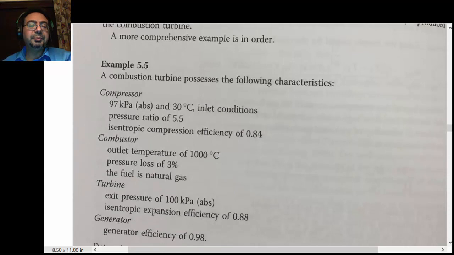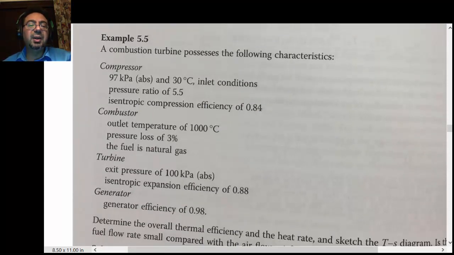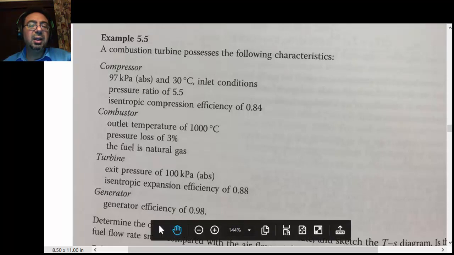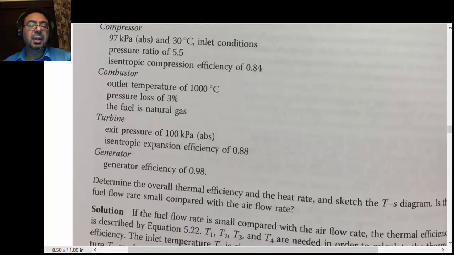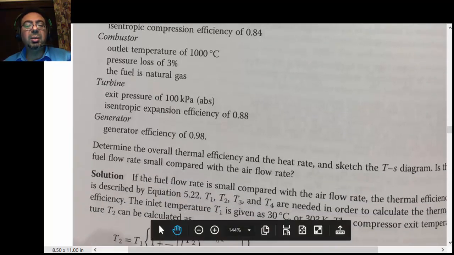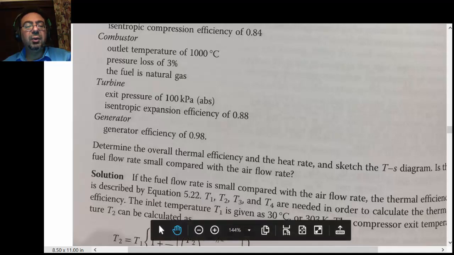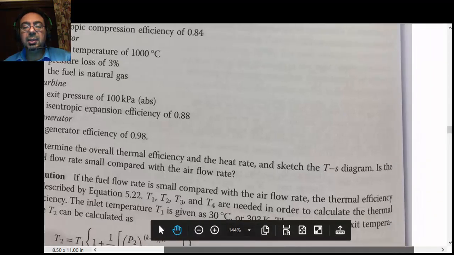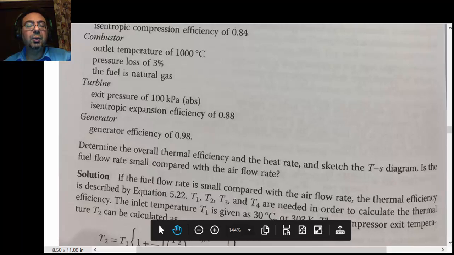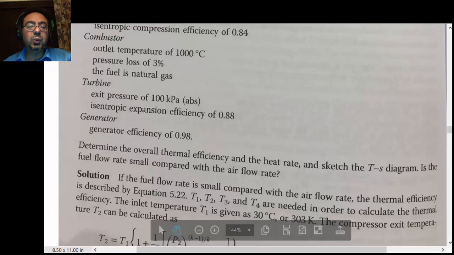Okay, so here's a more comprehensive example where he gives you all the parameters through the plant, the compressor, the combustor, the turbine, and he will ask you to determine the overall thermal efficiency and the heat rate, and sketch the TS diagram. And is the fuel flow rate small compared with the air flow rate? Yes, of course it will be.